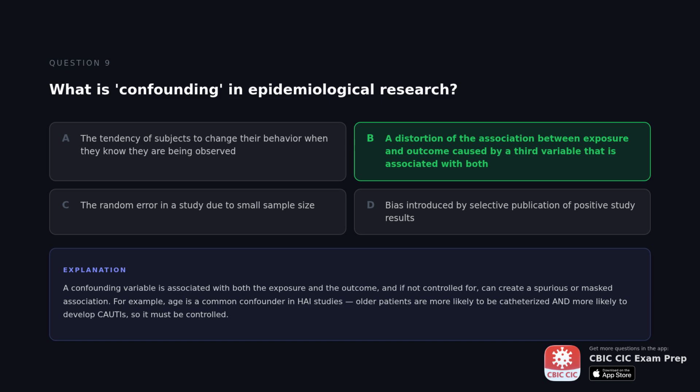The correct answer is a distortion of the association between exposure and outcome caused by a third variable that is associated with both. A confounding variable is associated with both the exposure and the outcome, and if not controlled for, can create a spurious or masked association. For example, age is a common confounder in HAI studies. Older patients are more likely to be catheterized and more likely to develop CAUTI, so it must be controlled.